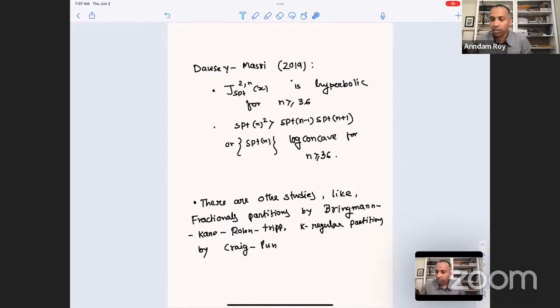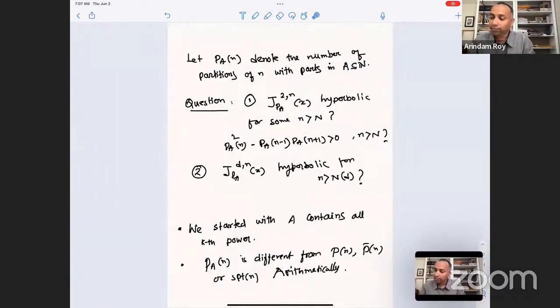So the question is, if we take a general partition, so we take A to be any subset of the natural numbers, and we consider the partitions where the parts come from that set A. You can take any arbitrary subset, and then you could consider the corresponding, let's start with the easy case, degree 2 Engel polynomial.